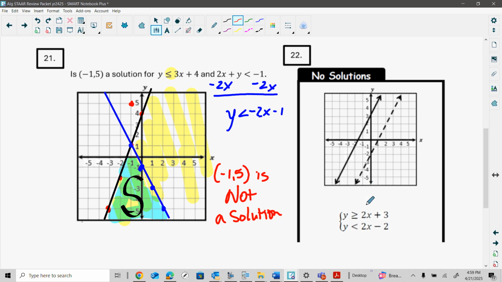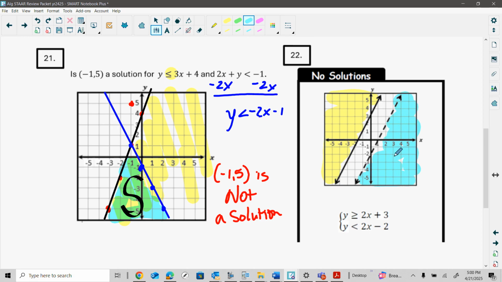Now, if you look here, we're going to get no solution. You just have to remember what that looks like. So greater than or equal to, there's that solid line. If it's greater, it's shaded above the line. So that would be here. This is less than, that's the dotted line. If it's less than, it's shaded below. Oops, I meant to do that in a different color, sorry. It's shaded below the line, like that.